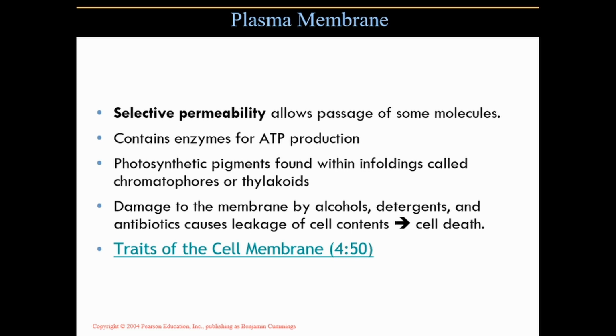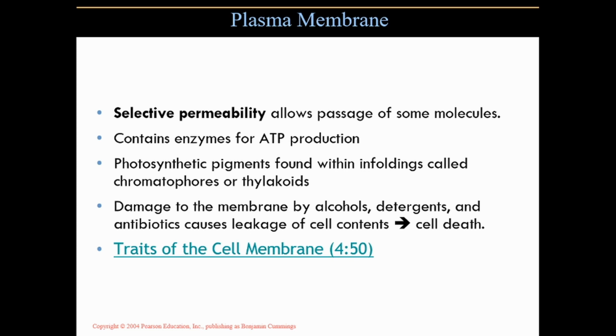There are enzymes within the plasma membrane to produce ATP, which is the energy molecule needed for cells. Remember, bacteria do not have organelles, and so they don't have mitochondria, so they don't carry out cellular respiration through mitochondria. Instead, they have to rely on enzymes in their plasma membrane to do the ATP production process. If they are photosynthetic bacteria, their pigments are found in infoldings in the cell membrane called chromatophores or thylakoids. So they don't have chloroplasts, so they don't carry out photosynthesis through those organelles.